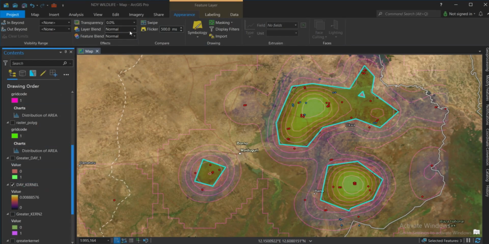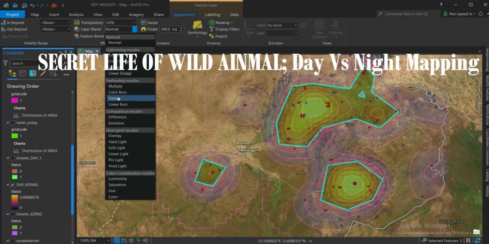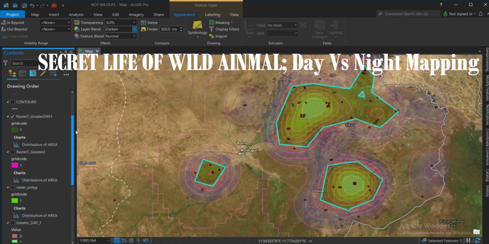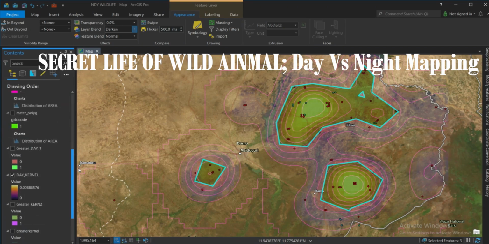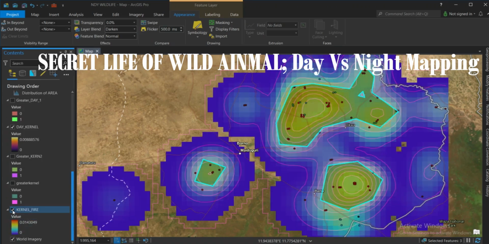So you can see in our previous video, I already did a video on wildlife adaptation analysis. So here you can see the environment and where the animals are going to survive more, and then followed by the analysis.